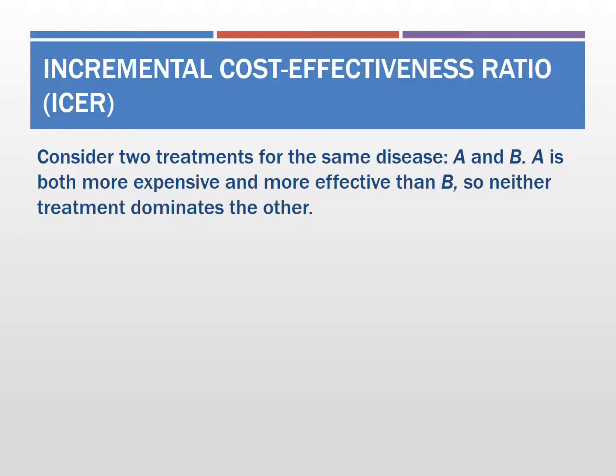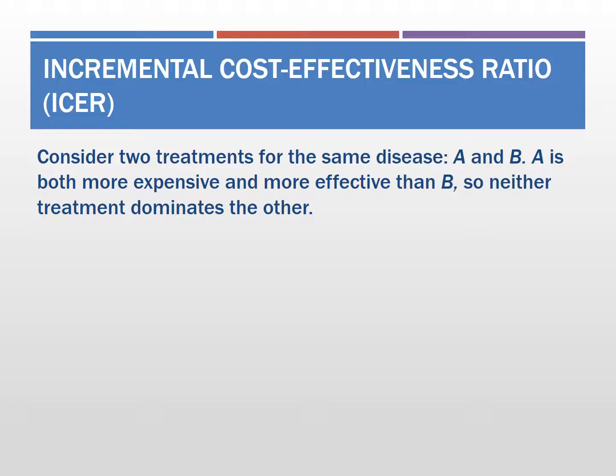So to begin with this analysis, we consider a simple case where there are two treatments, treatment A and treatment B, to cure the same disease. A is both more expensive and more effective than B, so neither treatment dominates the other. In this case, we have to make use of one particular technical tool to compare the two treatments. This tool is what we call the incremental cost effectiveness ratio, and sometimes we shorten it as ICER.